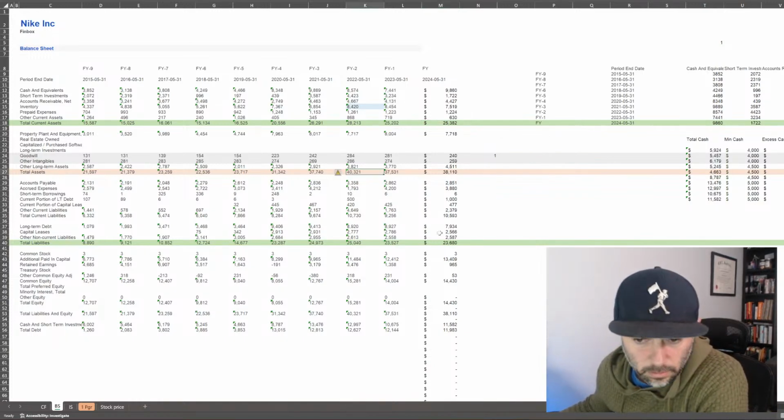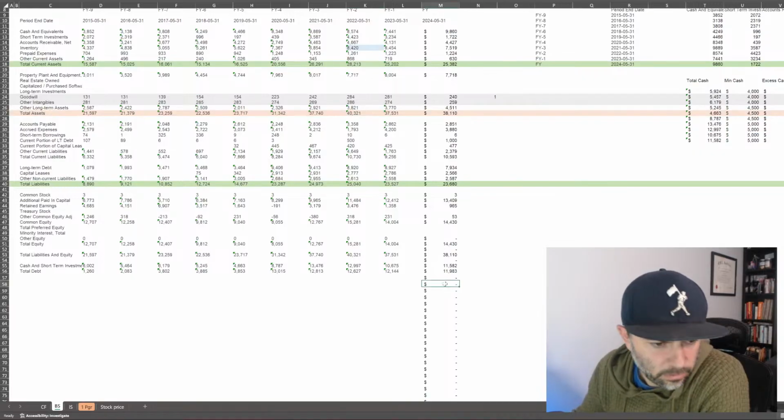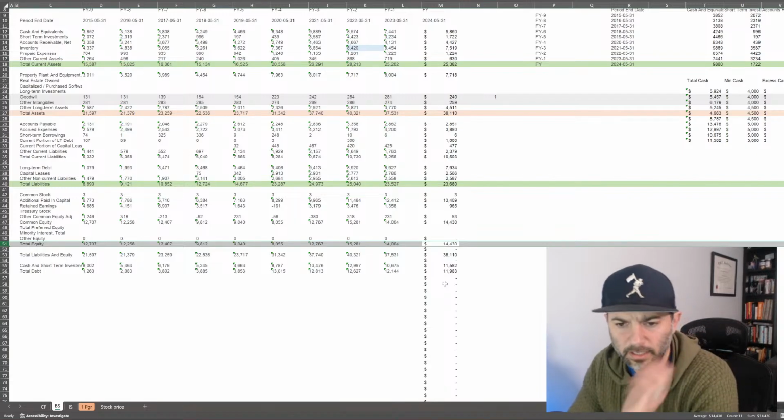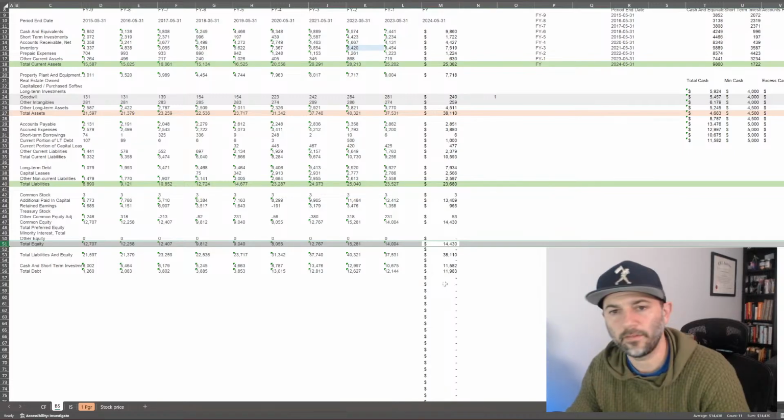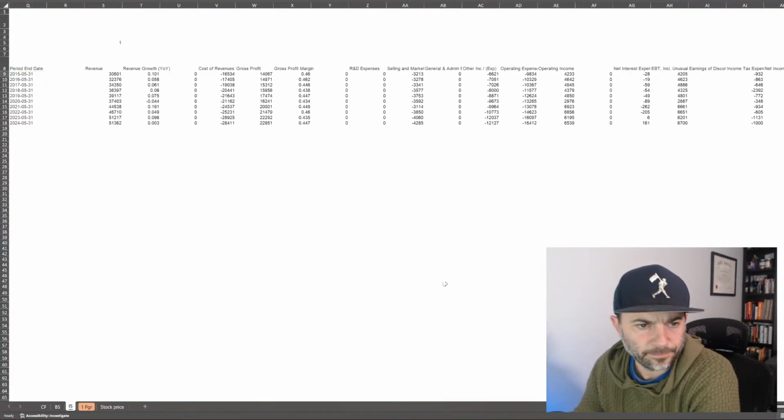Let's keep rolling. So, equity account, let's see, equity, $14.4 billion and growing despite the fact that they're paying a dividend. Love that. Let's take a look at their income statement.